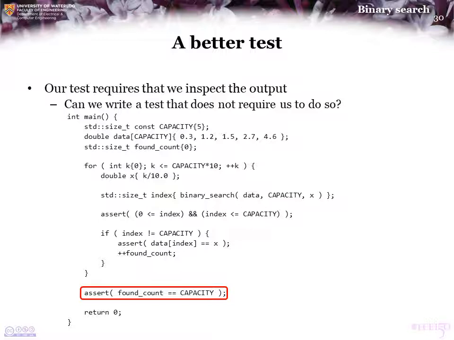Now, there is a small weakness here. If there is a duplicate entry in the array, this test will fail. So we may have to be a little bit more careful. But nevertheless, this is a test that does not require you to explicitly examine the output. Instead, you simply see whether or not executing this program results in an assertion error or not.